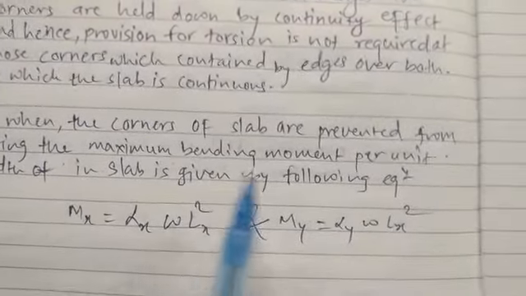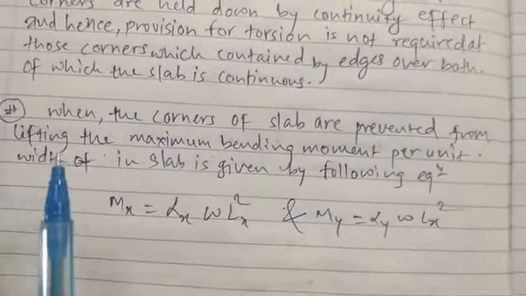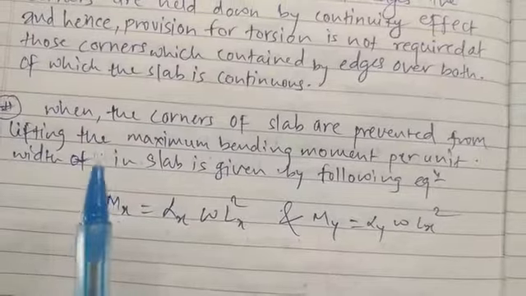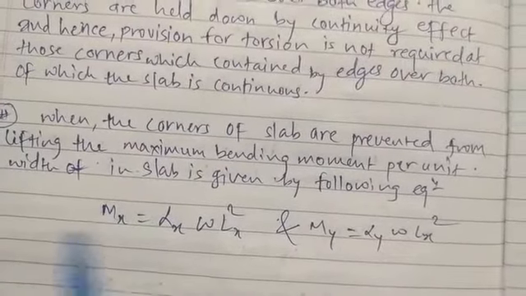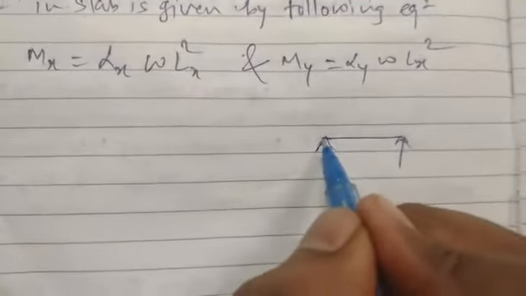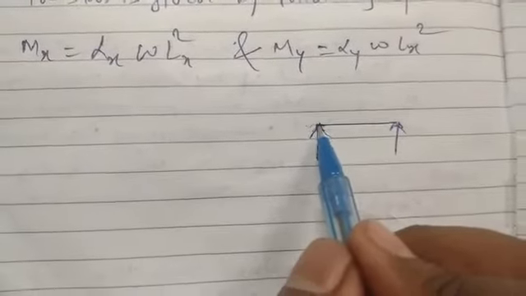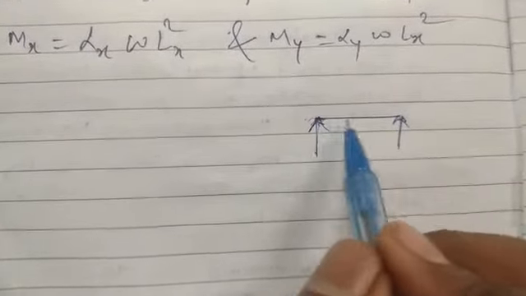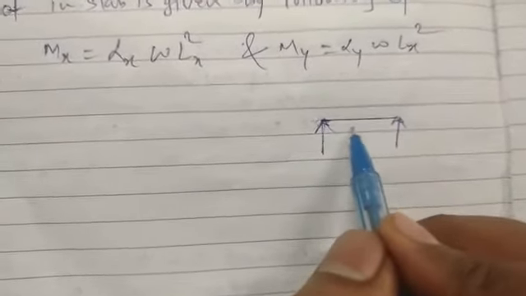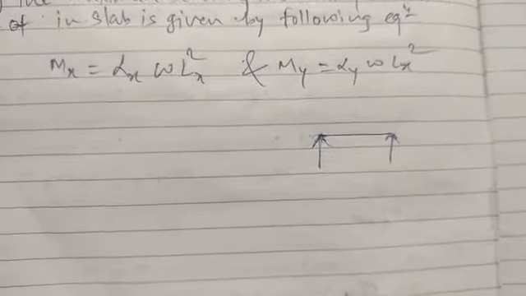When the corners of the slab are prevented from lifting, the maximum bending moment per unit width in the slab is given by these formulas for calculation of moment. Now here we can see that if the slab is simply supported, we know that it will not create bending moment at the support. So that's why we have not provided any reinforcement there, or the reinforcement is provided for the bending moment in the center only.